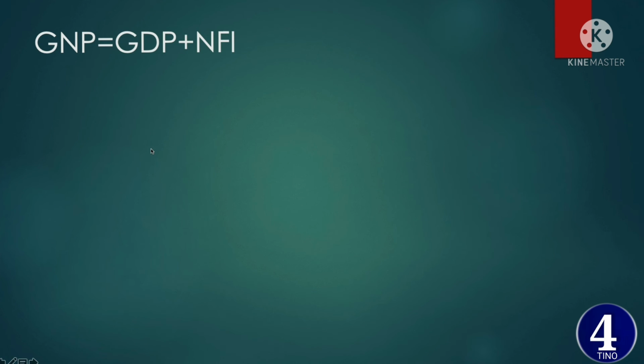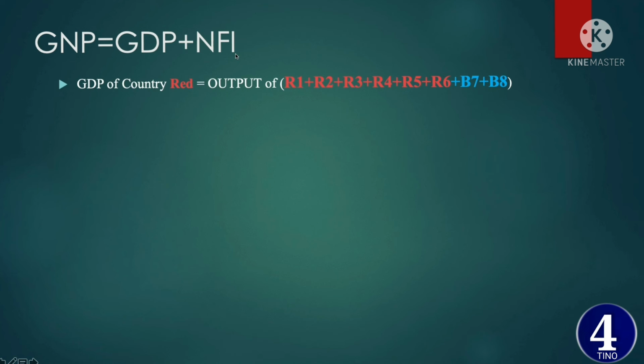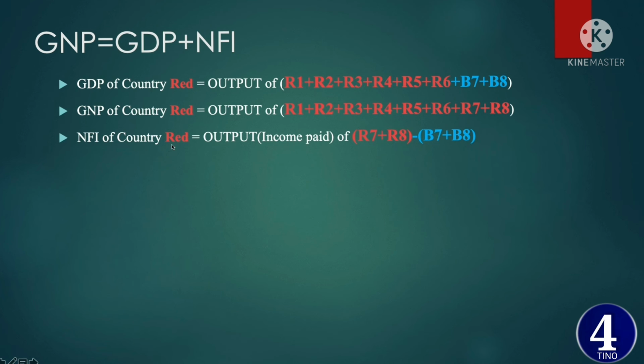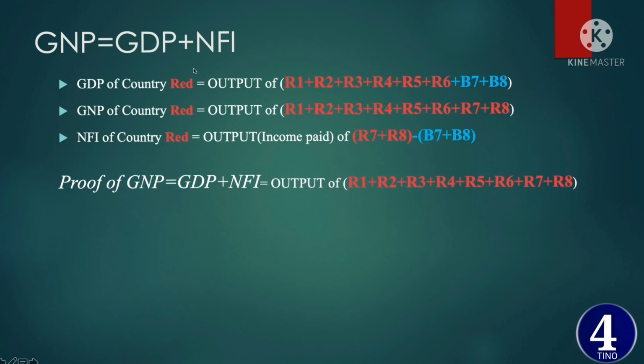Then we said that GNP equals GDP plus NFI, right? Let's prove this. GDP of country red, as we have calculated in the example, is given like this. And we know that GNP of country red was this one, and NFI of country red, we have seen in the previous slide, was like this. So now let's prove that GNP is GDP plus NFI.